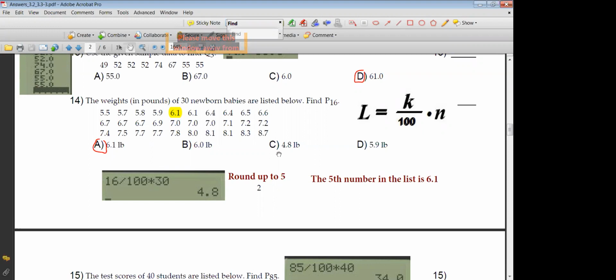There's my right answer. But do you see the sucker answer here? Because people do this and they forget that they're finding the location. This doesn't give you the answer, it just gives you the location of the answer once you round up. 4.8 rounded up to the next highest number is 5. The number in the 5th position is 6.1. Please don't fall for the obvious and pick that, because you go, how did I get that one wrong? Because L stands for location.